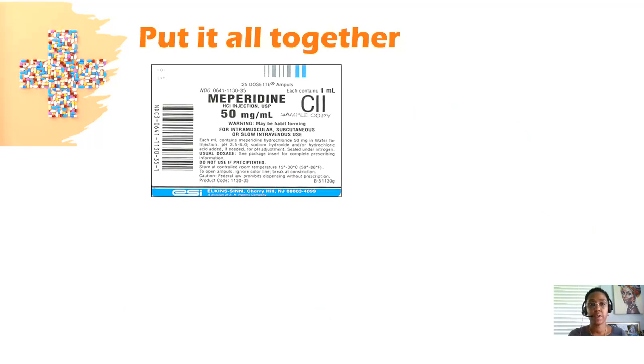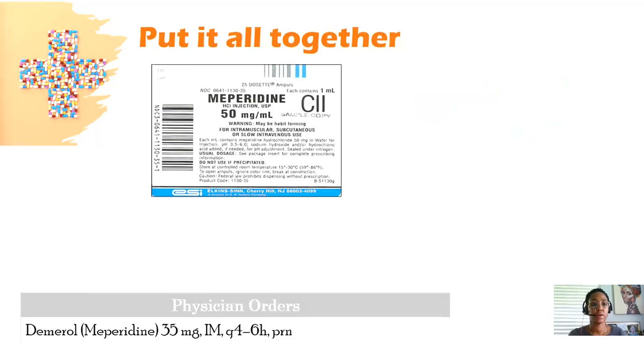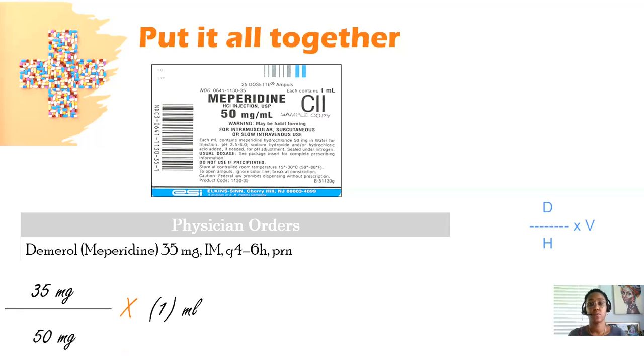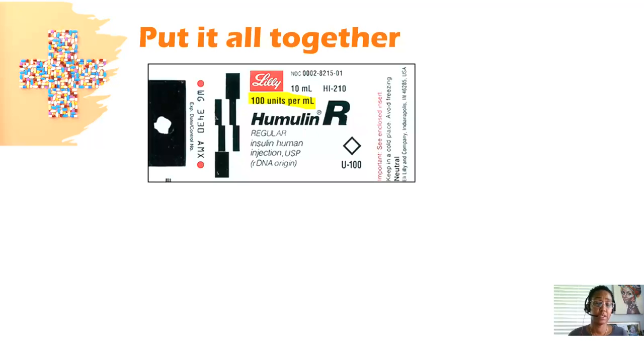So here's our demo medication again. So the provider ordered meperidine 35 milligrams IM every 4 to 6 hours as needed. It is a medication for pain. 35 milligrams is desired. And what we have on hand is 50 milligrams, and our vehicle is mLs. Okay, so when the units match, we're going to do a basic division, and our answer is 0.7 mLs.